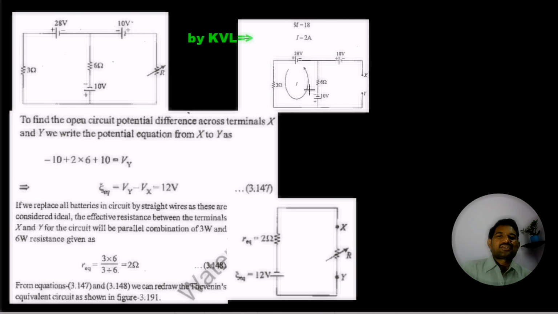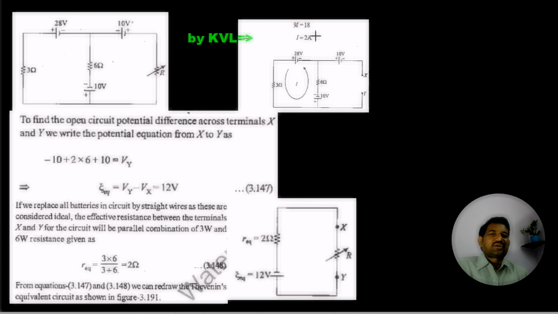Now let us find the current in the circuit. Our final aim is to find the potential difference between X and Y. To do that, we are going to replace all these cells and resistors by their effective values. That is our main aim here, so that I can find the potential difference between these two points. For that, we can simply calculate the current in the circuit.